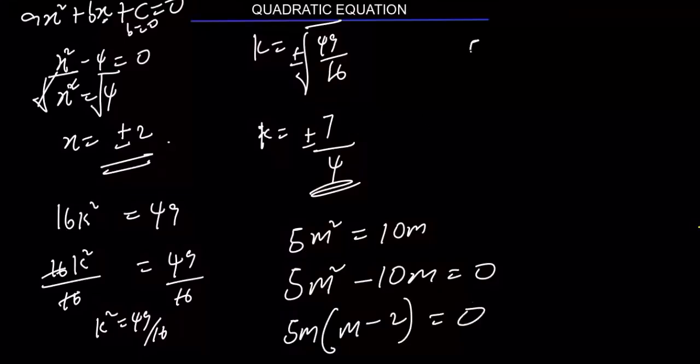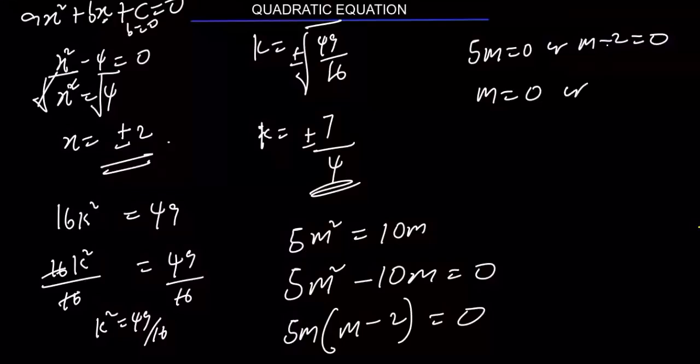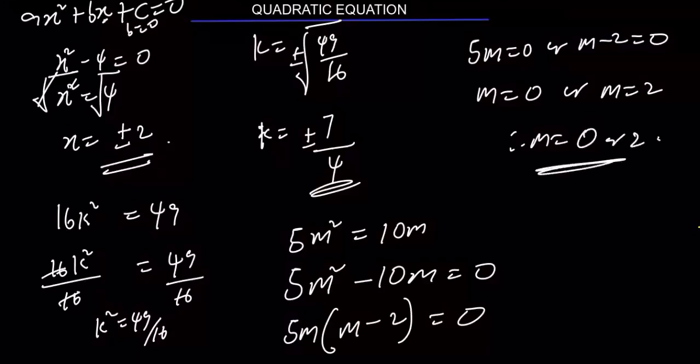Therefore, from here, you are going to say 5m equals 0 or m minus 2 equals 0. Here, divide both sides by 5, m will be equal to 0. 0 divided by 5 is 0, or this one, m will be equal to what? Plus 2. When minus 2 comes in, plus 2. So m equals 0 or plus 2. And that's the final answer to the question.